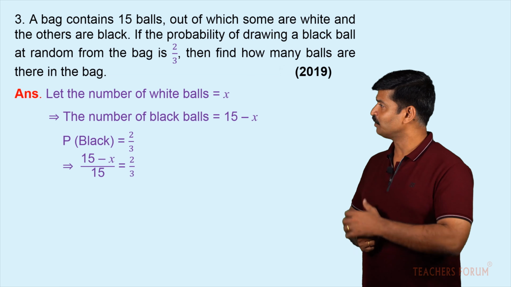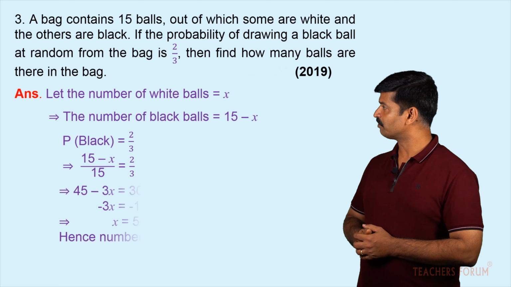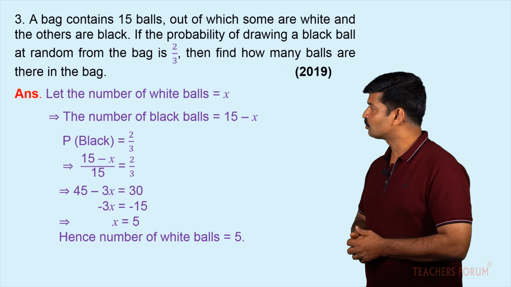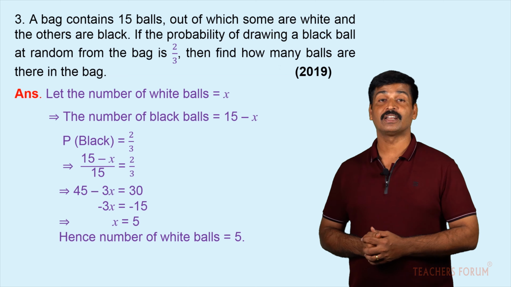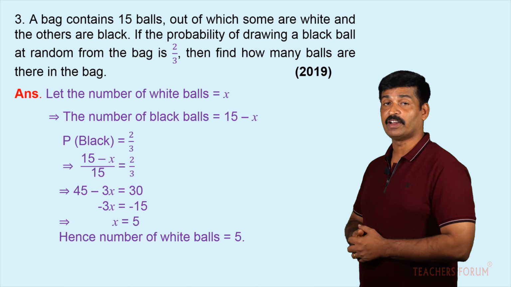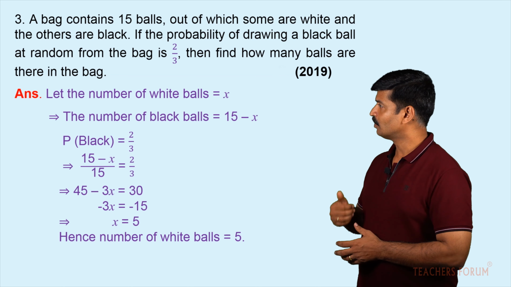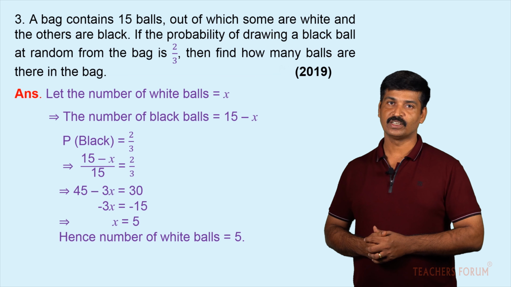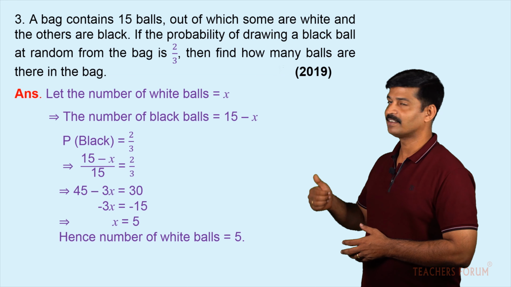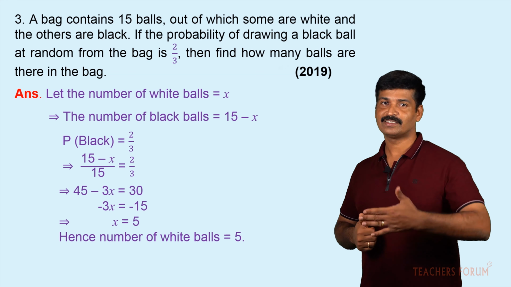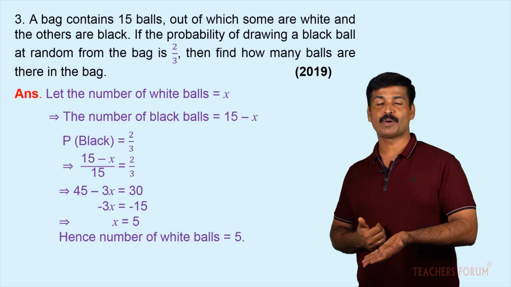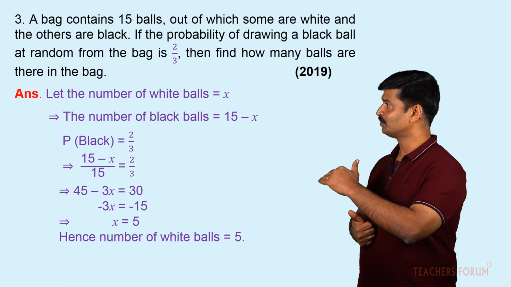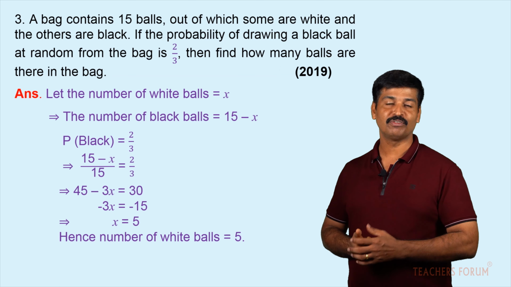Now when you cross multiply, you will be getting 15 into 3, that is 45, minus 3 into x, 3x, equals 15 into 2, 30. Now minus 3x is equal to minus 15. You will get the value of x as 5. Now what is x? x is the number of white balls. I think it is clear to you. It is given that there are 15 balls. x are white, then black will be 15 minus x. Probability of black will be (15 minus x) by 15, that is equal to 2 by 3. When you solve, you can find the value of x.